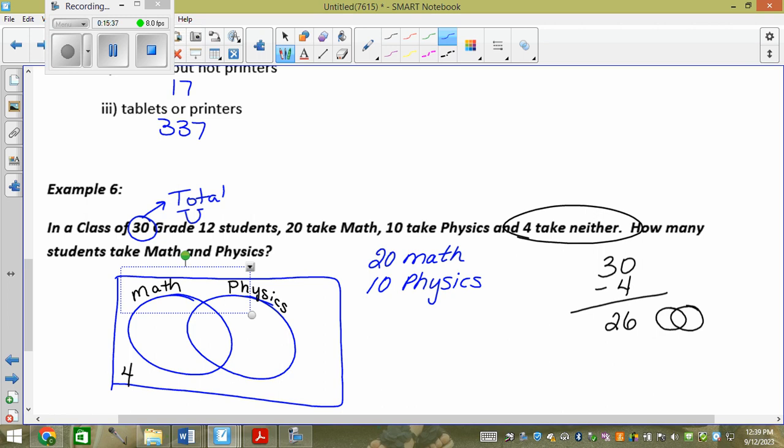How many tickets got put in? So 20 tickets got put in for math and 10 tickets got put in for physics. How many tickets is that? 30 tickets. How many people are allowed to be in these circles, though? 26, right? 30 tickets got put in. There's only 26 students left. So that means what? 30 minus 26 is 4. And those people are in? In the middle. So they're in math and physics.